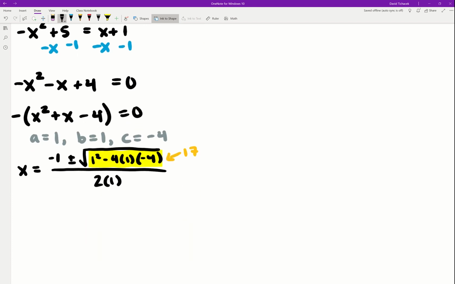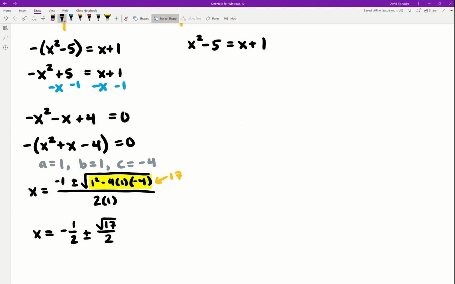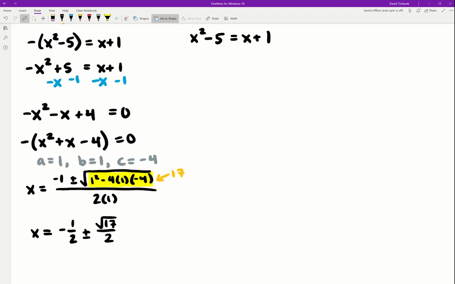And so what we would end up with here are two solutions for x. We would end up with negative 1/2 plus or minus the square root of 17 over 2. Okay, so those would be the two real number solutions that we end up with in that first case. If we go ahead and do the second case, subtract the x to the other side, and also subtract that 1 as well, we end up with positive x squared minus x minus 6 is equal to 0.